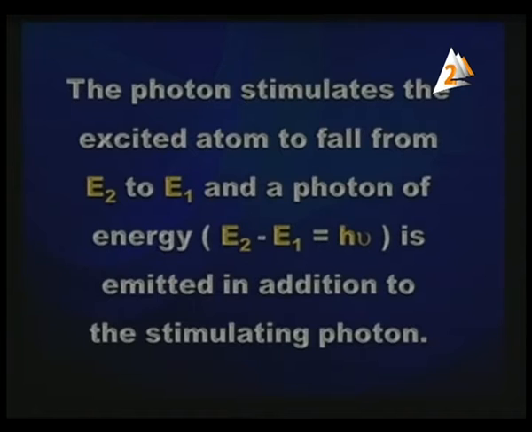Okay, the photon stimulates the excited atom to relax, to fall from E2 to E1, and a photon of the same energy, which is the difference between E2 and E1, which is equal to h nu, is emitted in addition to the stimulating photon. So we've got two photons in this process, the stimulating photon and the stimulated photon. And both of them are identical. They've got the same energy, frequency, and wavelength.